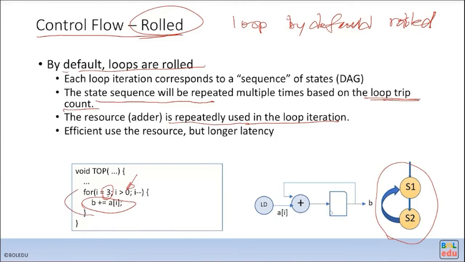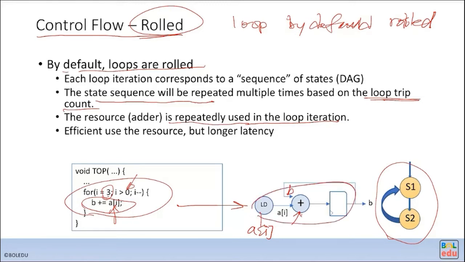So let's take a very simple example. If it's a loop, it generates code like this one. First, you try to load the array. There's a load A[i], and then you do the add with B, and then you continue the loop. So this is state 1 and this is state 2. Okay, so you continue the loop, so you use the same adder repeatedly in different iterations also. So that's loop 1.